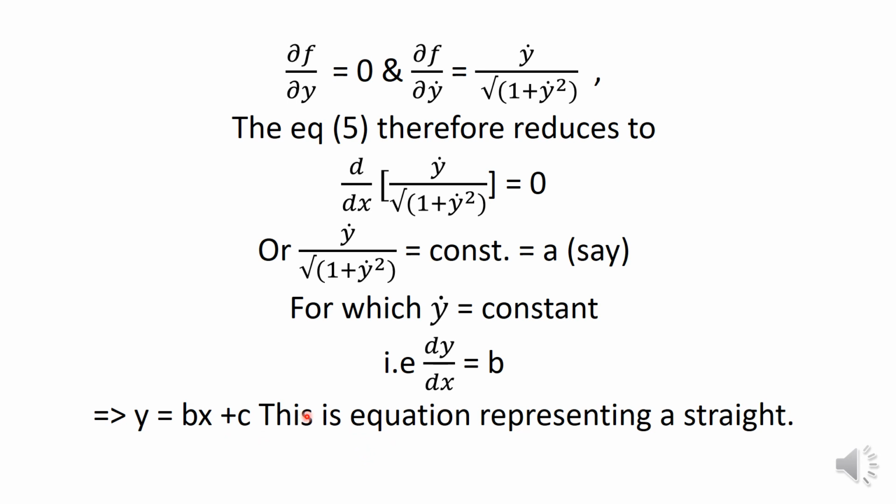Thus, we find the shortest distance between 2 points in a plane is a straight line by using the principle of calculus of variation. Thank you.